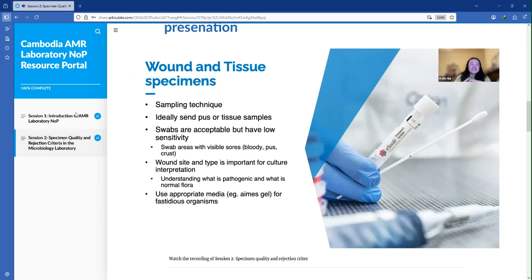And then the last point is to use appropriate media. For example, Amies gel for fastidious organisms or things such as anaerobes. Because as you can imagine, if you have a dry swab without any media, if there were any anaerobes present, they will likely die due to being exposed to air and whatnot.